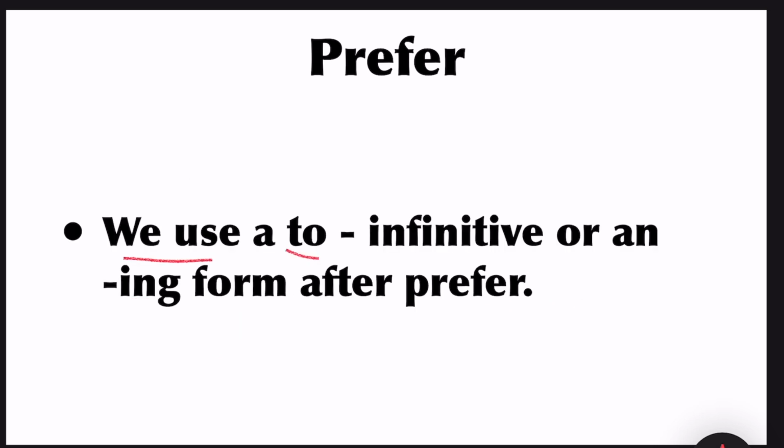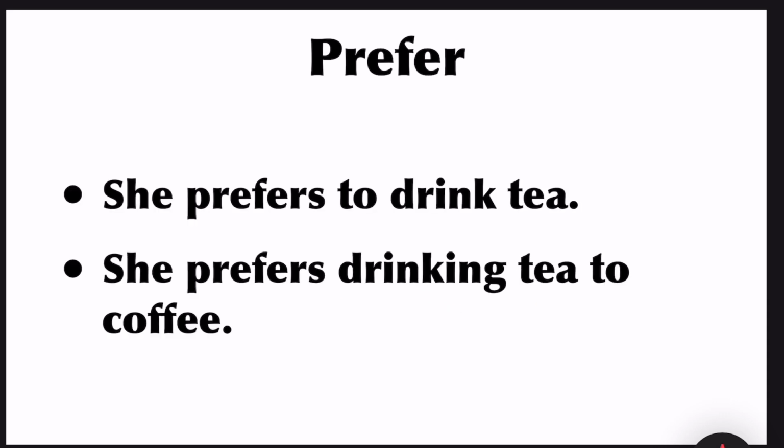We use a to infinitive or an ing form after prefer. Example, she prefers to drink tea. She prefers drinking tea to coffee.